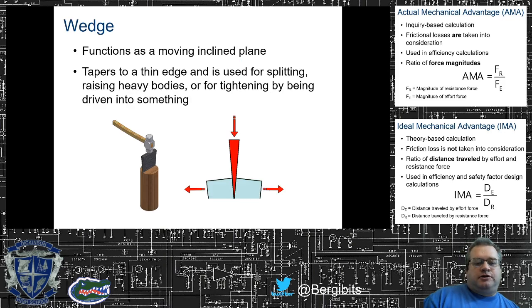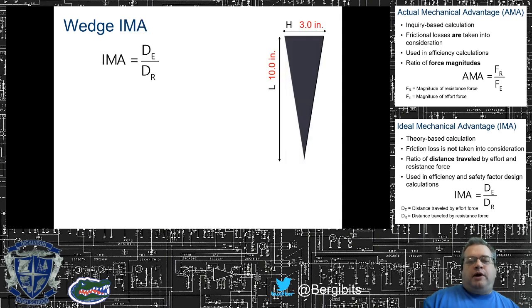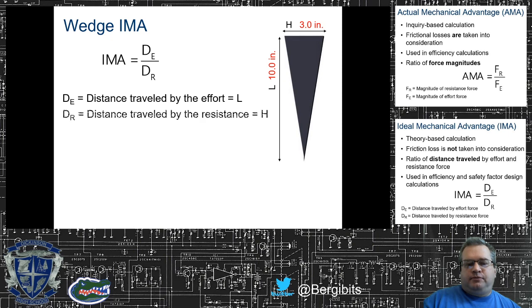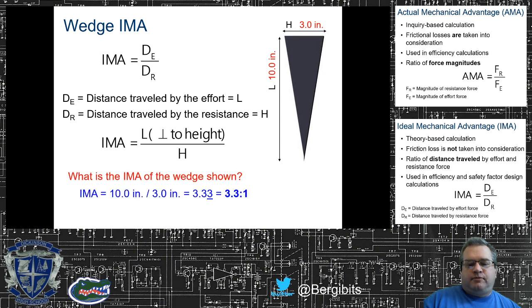All right, a wedge functions as a moving inclined plane. It tapers to within an inch and is used for splitting, raising heavy objects, or tightening by being driven into something. Wedge IMA: IMA deals with distance. L is your effort, H is your resistance. And so it's going to be 10 divided by 3, which is 3.3 to 1 on the ratio.